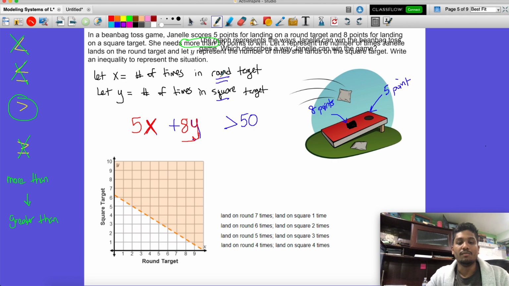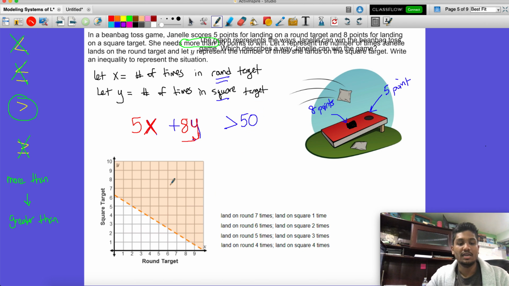So remember we said that the total amount of points was 50. That's the number of points they need to get. They get 5 points every time they hit a round target, 8 points each time they hit a square target. So these tell us the total number of points you get from the square and the total number of points you get from the round target. When you add them up, they need to be more than 50.